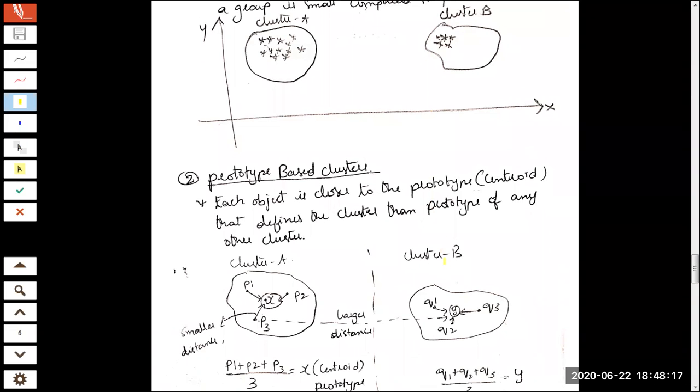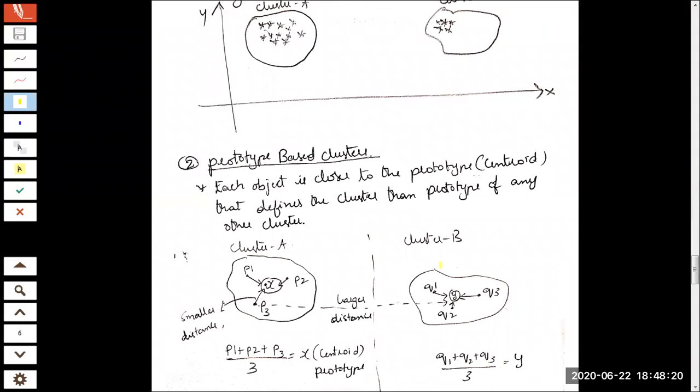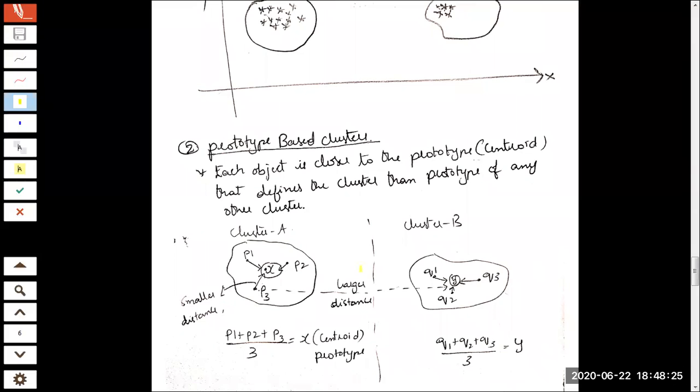So in prototype-based cluster, as you can see, each object is closer to the prototype. So first we need to understand what is a prototype or a centroid. So consider cluster A, and within this cluster A, we have 3 points: P1, P2, and P3. Okay. So centroid is what you can see here. So take the locations of P1, P2, P3, obtain the average, that is divided by 3. So the point you obtain, X, is nothing but the centroid. Okay. So it is somewhat like the average distance of the points P1, P2, and P3.